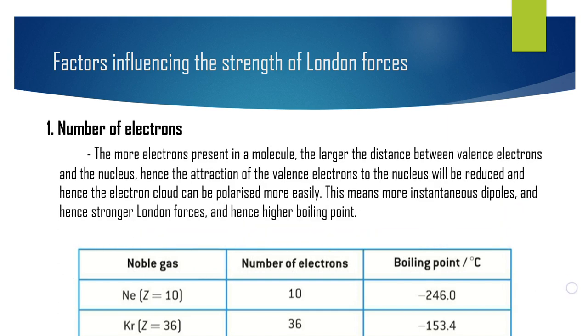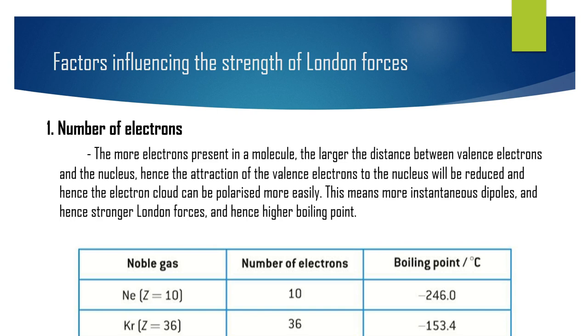If we look at the number of electrons, simply the more electrons present in a molecule, the larger the distance between valence electrons and the nucleus. So the attraction of the valence electrons to the nucleus will be reduced, and because they're not being held as tightly to the nucleus, it's easier for us to distort the electron cloud. So instantaneous dipoles are stronger if we have more electrons, and that means when we have stronger forces, we will have higher boiling points.